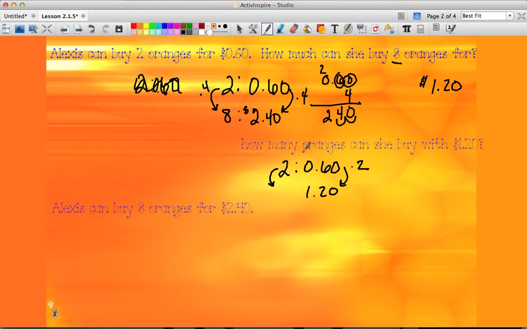So basically, whatever you're looking for, that part of your ratio should stay blank, because that's what you're going to use to find your answer. So I take the number of oranges I have, which is 2, and I know I have to multiply it by 2, and I know that I would get 4. So she can buy 4 oranges with $1.20. So it works both ways. You just have to make sure to plug the correct number into the correct place.